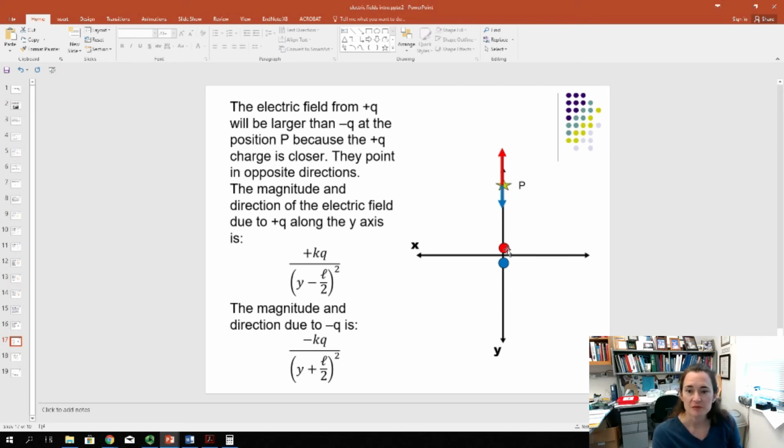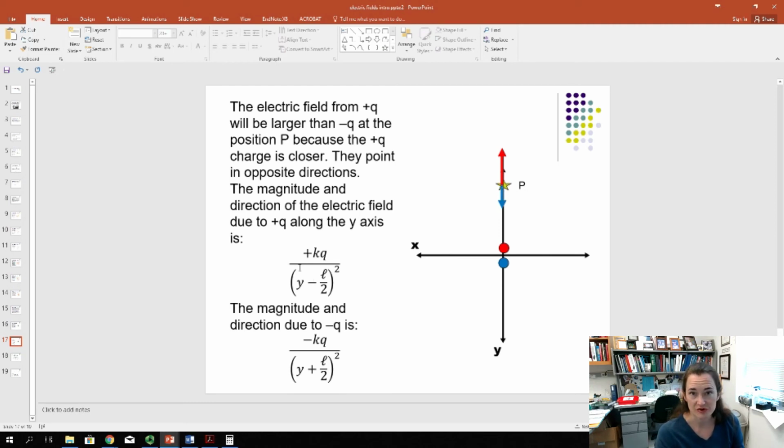Also remember that the positive charge is slightly closer to point P than the negative charge, and so the field strength from the red charge would be larger. I've indicated that here by the length of my arrow. Alright, so that's my pictorial representation of the electric field.